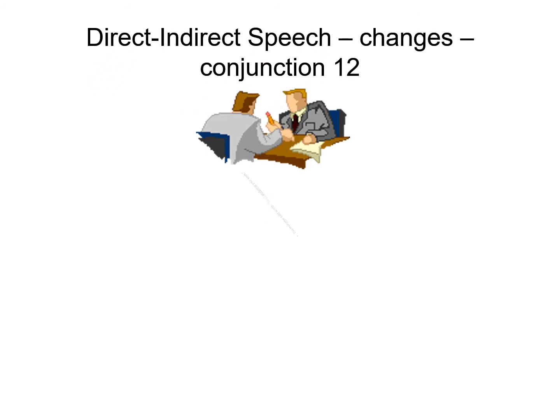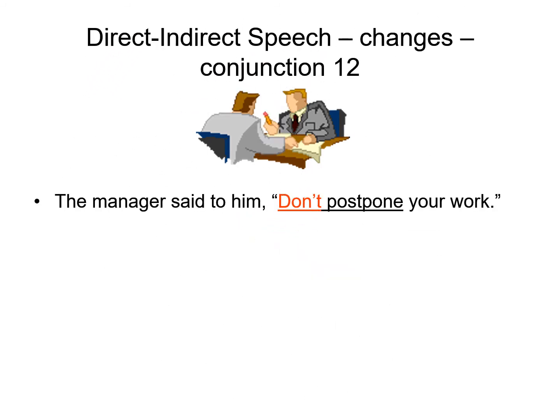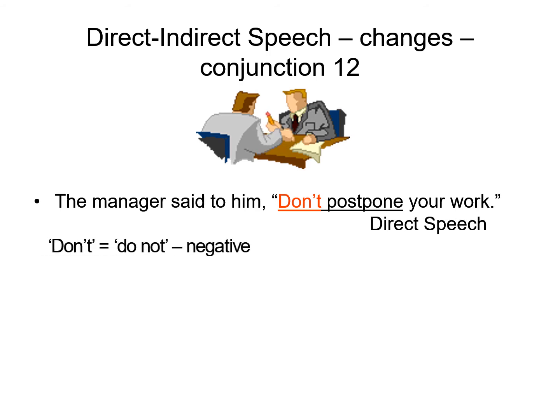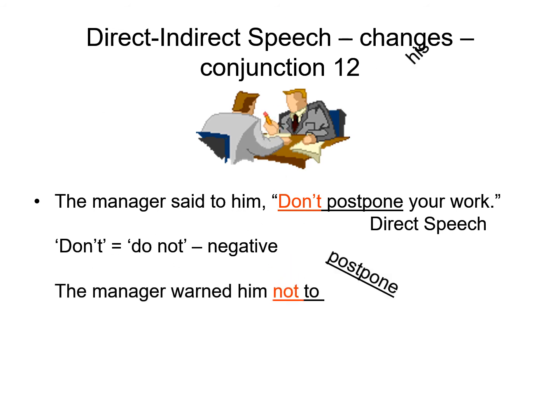Here is another example. The manager said to him, "Don't postpone your work." It's a direct speech. Don't or do not is a negative form of the sentence. So when we convert it into indirect speech, it becomes the manager warned him not to postpone his work.